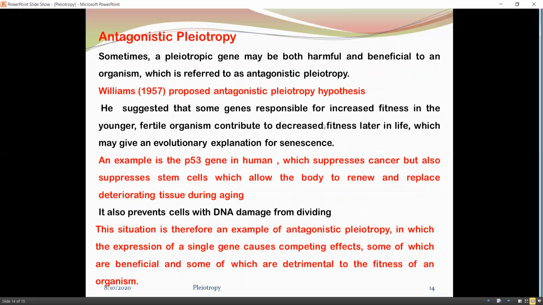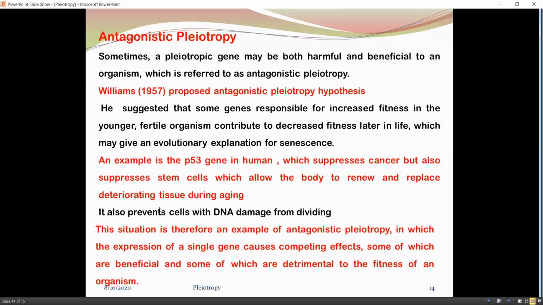Antagonistic pleiotropy. Sometimes a pleiotropic gene may be both harmful and beneficial to an organism, which is referred to as antagonistic pleiotropy. Williams 1957 proposed the antagonistic pleiotropy hypothesis. He suggested that some genes responsible for increased fitness in the younger fertile organism contribute to decreased fitness later in life, which may give an evolutionary explanation for senescence.